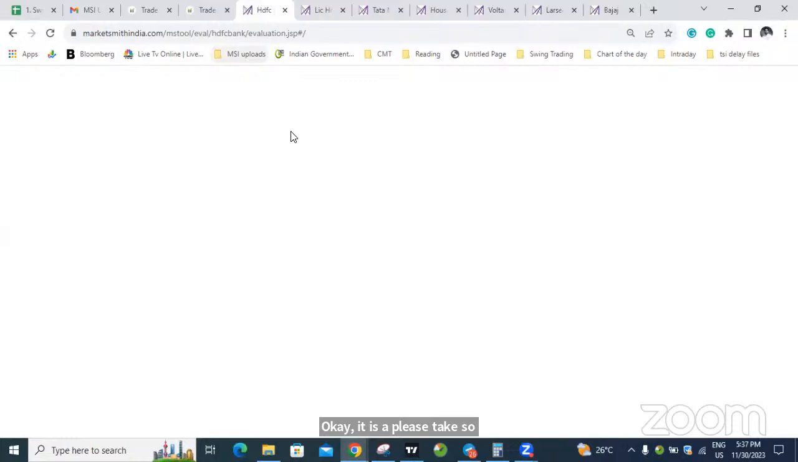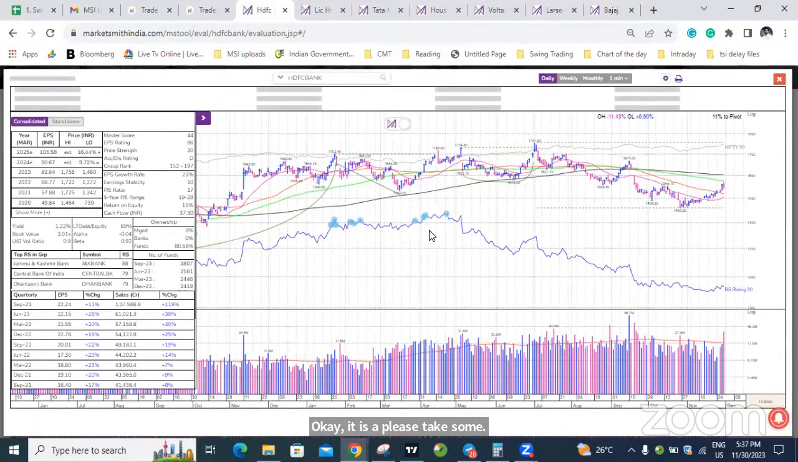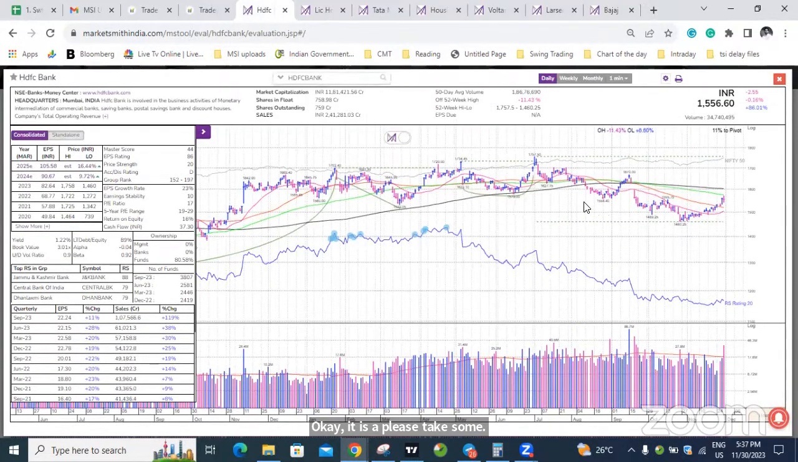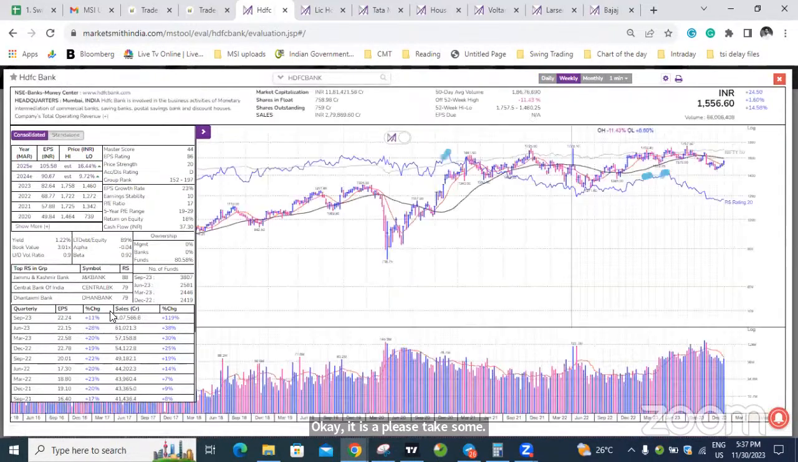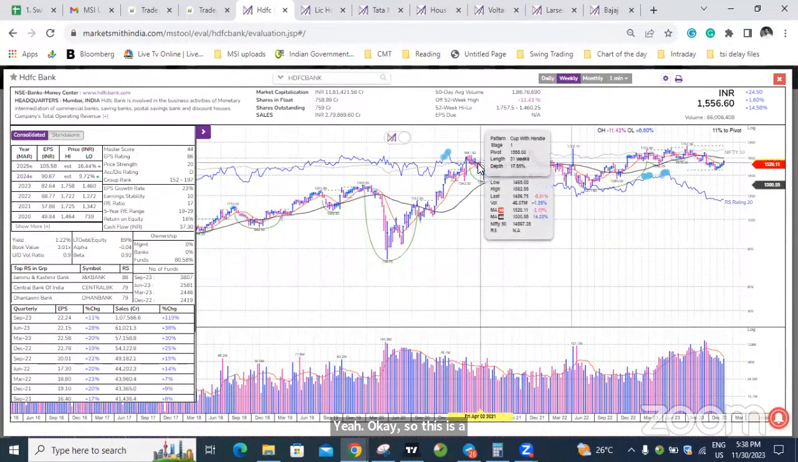Okay. So there is a query for HDFC Bank. Please share your screen. My screen is already shared, I guess. Okay, yes. So this is the weekly chart of HDFC Bank.